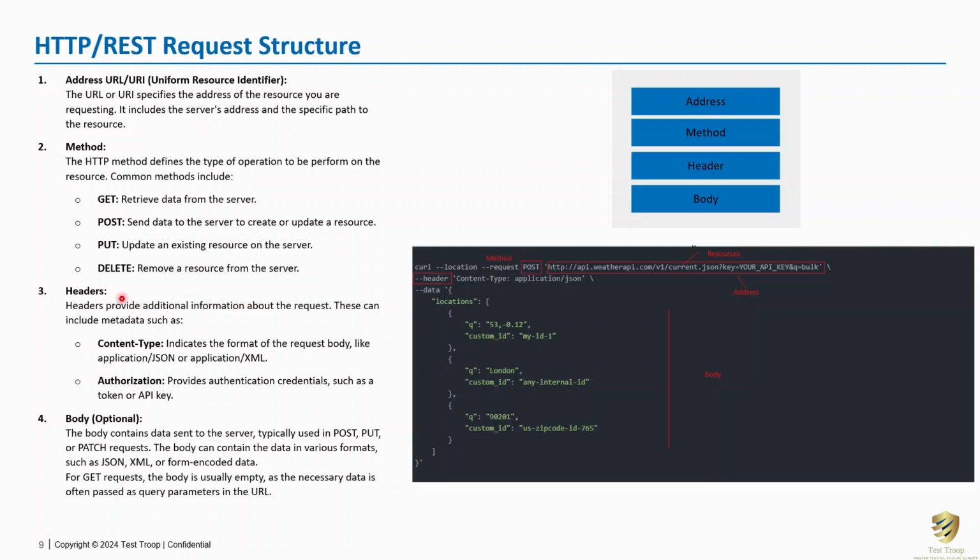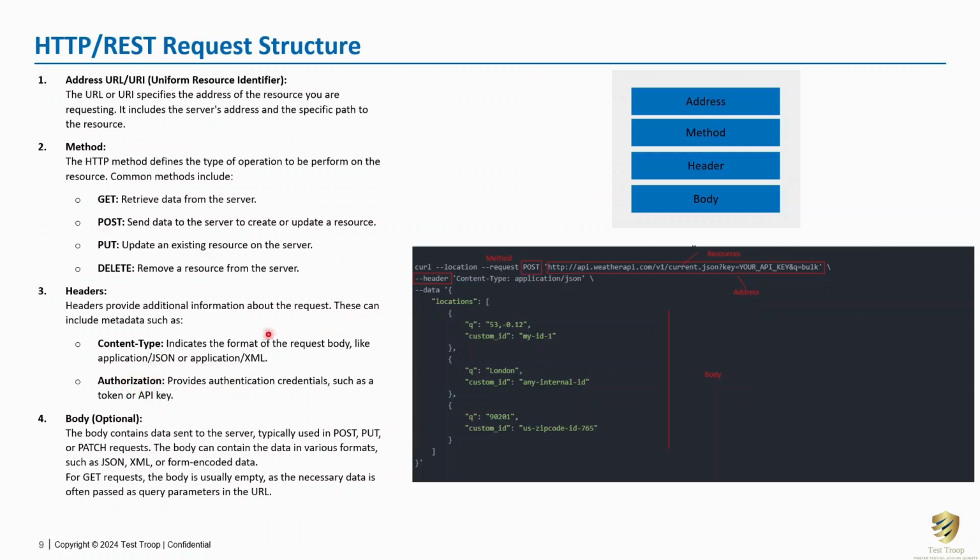The header provides additional information about the request. These are called metadata. This is basically needed by the server in order to interpret the request body. Some of the commonly used headers are content type, which tells about the data exchange format. If you are using JSON, then you can pass it as application/json. If you are using XML, then you can pass it as application/xml.